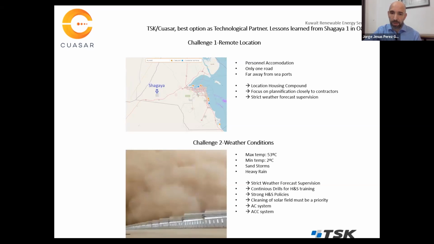Cleaning of the solar field must be a priority, of course. If you are focusing on the performance in the production, you have to clean the solar field constantly after a sunstorm, specifically. The AC system, talking about summer, after a sunstorm, usually the temperature is increasing very fast. So you have to keep an eye on the AC system, cleaning the system, and also to know if it's working or not.